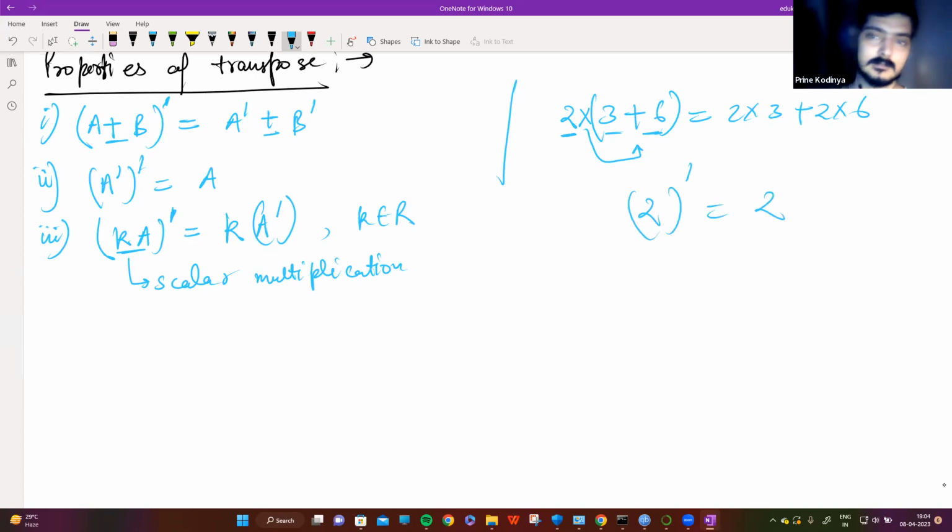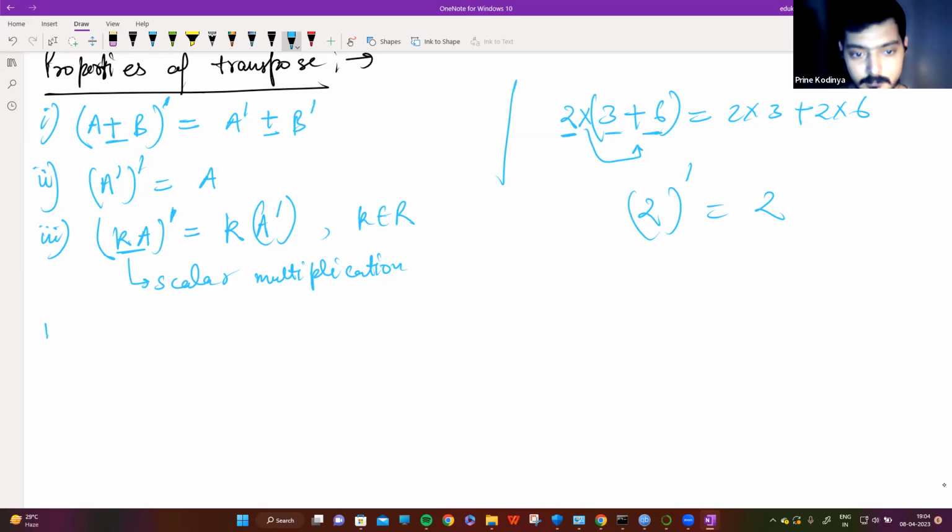Transpose is for matrices. But what does transpose do to a matrix? It will interchange rows and columns. But for 2, it can't change rows and columns, because there are no rows and no columns involved in this. Okay, so the transpose will get distributed directly.